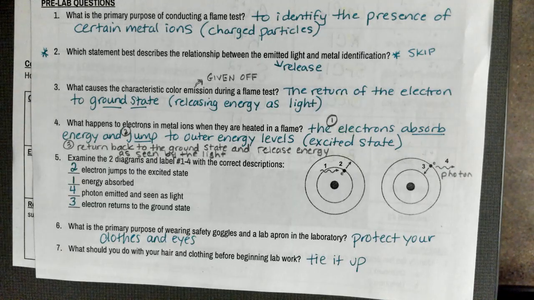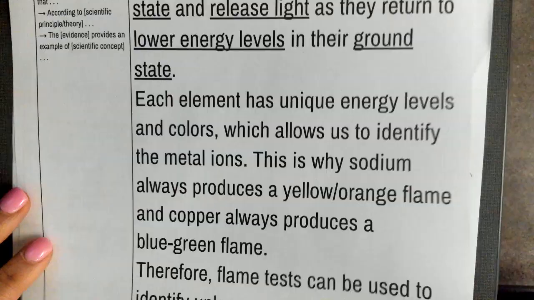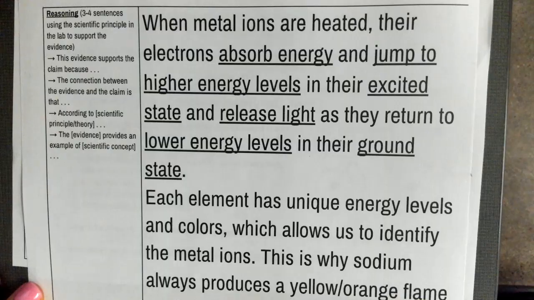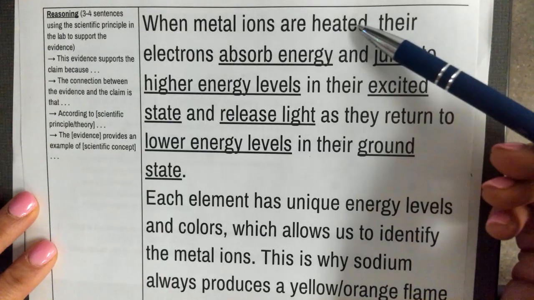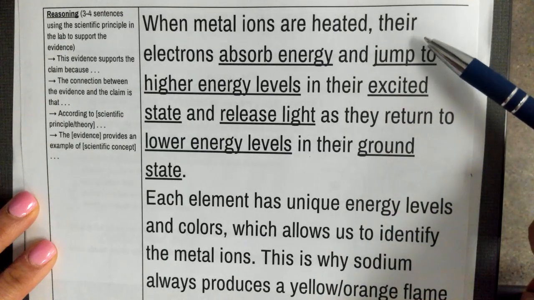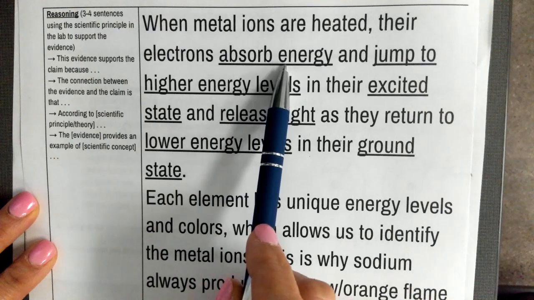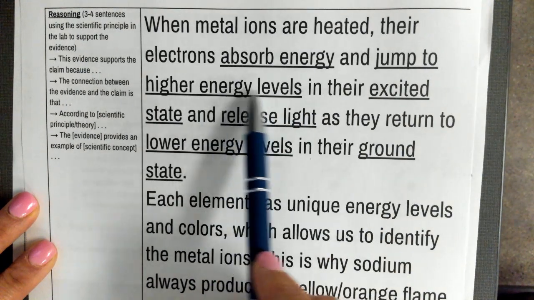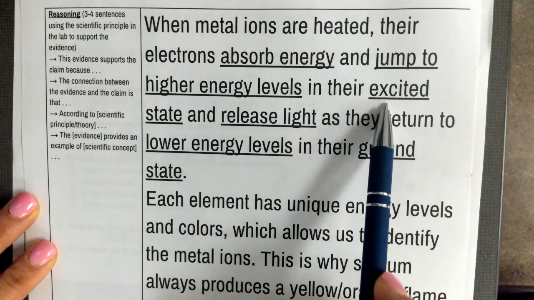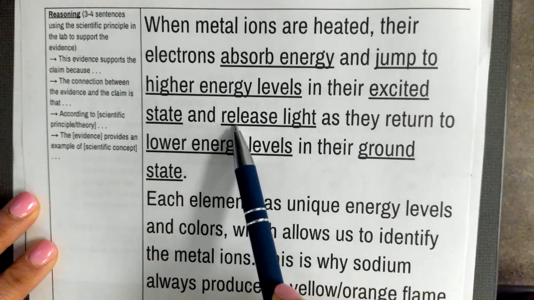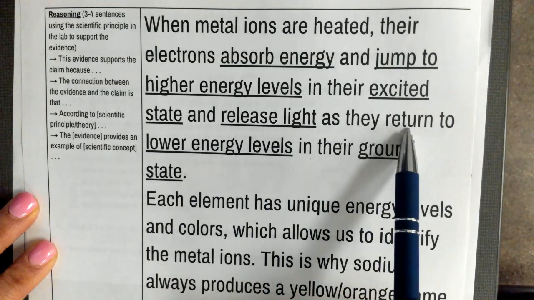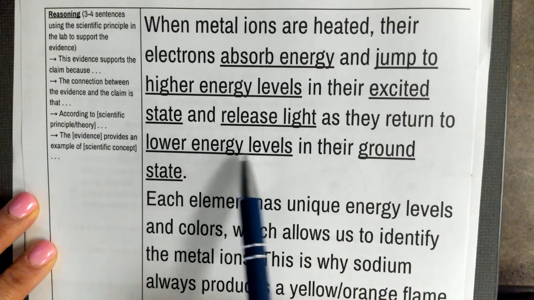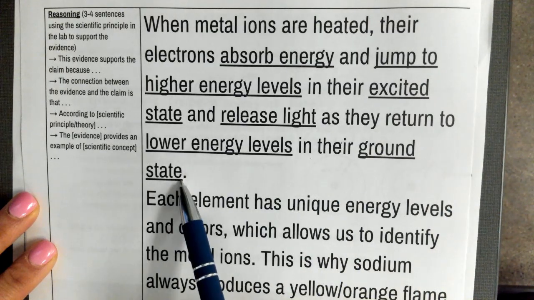So for the reasoning section, this is what I have written out. When metal ions are heated, their electrons absorb energy, and they jump to higher energy levels in their excited state. They release light as they return to lower energy levels in their ground state.